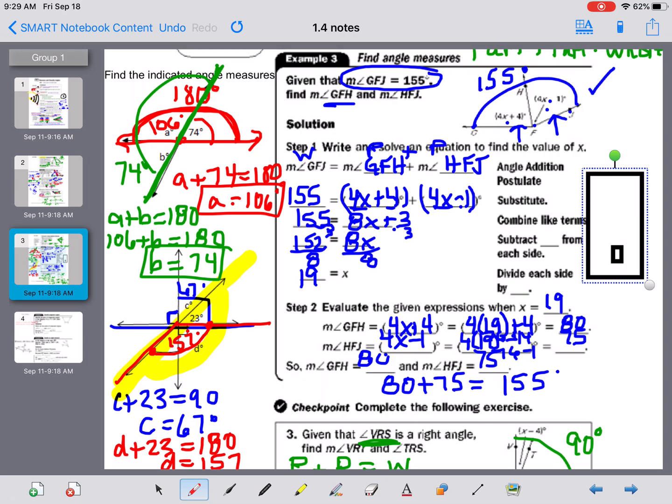Is there more than one way to find these? Definitely, okay? So just keep in mind that those straight lines make 180, and that will help you with a lot of these. All right.